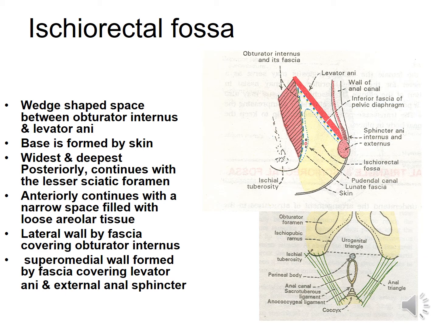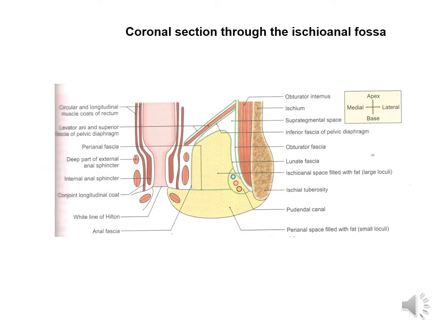So in the lower part, medial wall is formed by this, and in the upper part, the medial wall is formed by levator ani with its fascia, which is also known as anal fascia. These are the boundaries of ischioanal fossa. So in this diagram we can see various boundaries of ischioanal fossa.